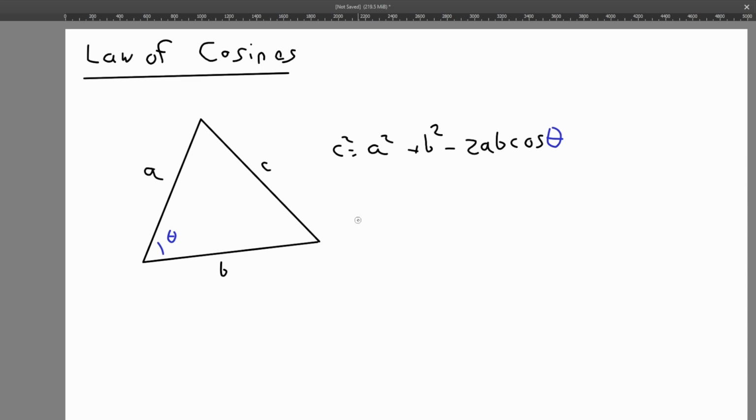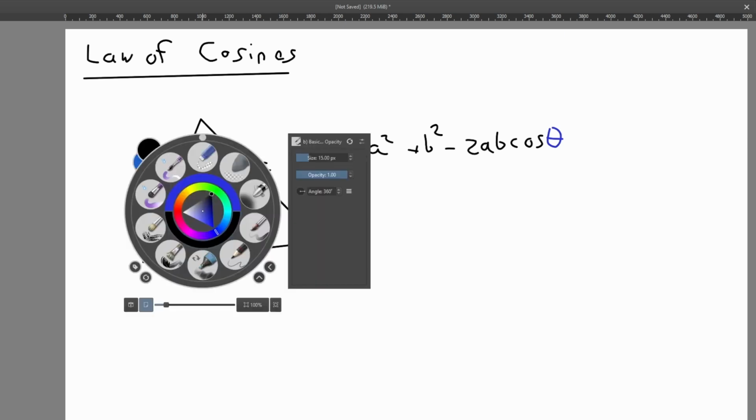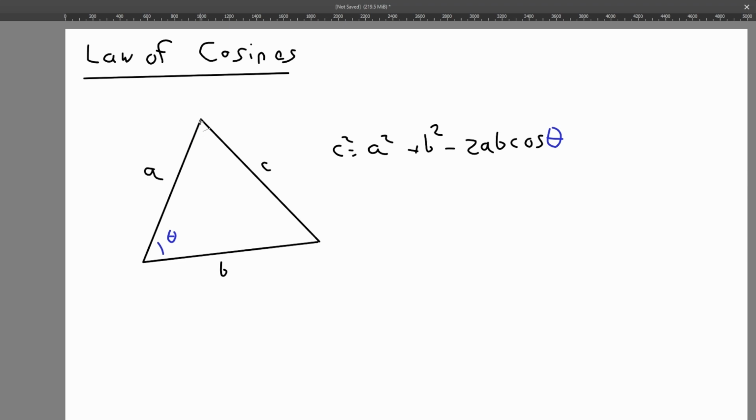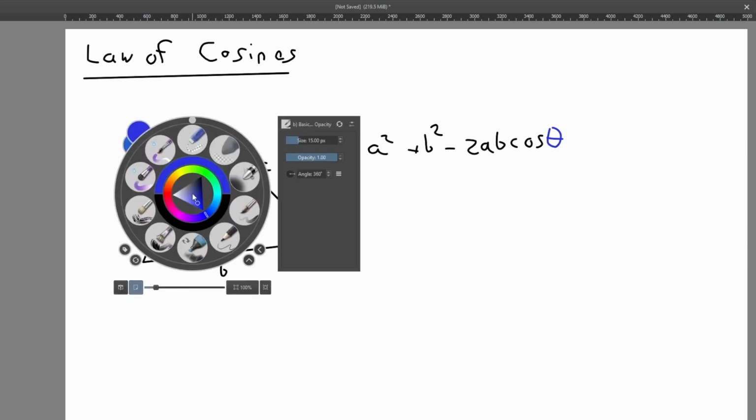So this right here is the law of cosines, and the proof of this is not too complicated. Let's draw again. Let's draw the height from this side length, and this angle is going to be 90 degrees, and so is this.